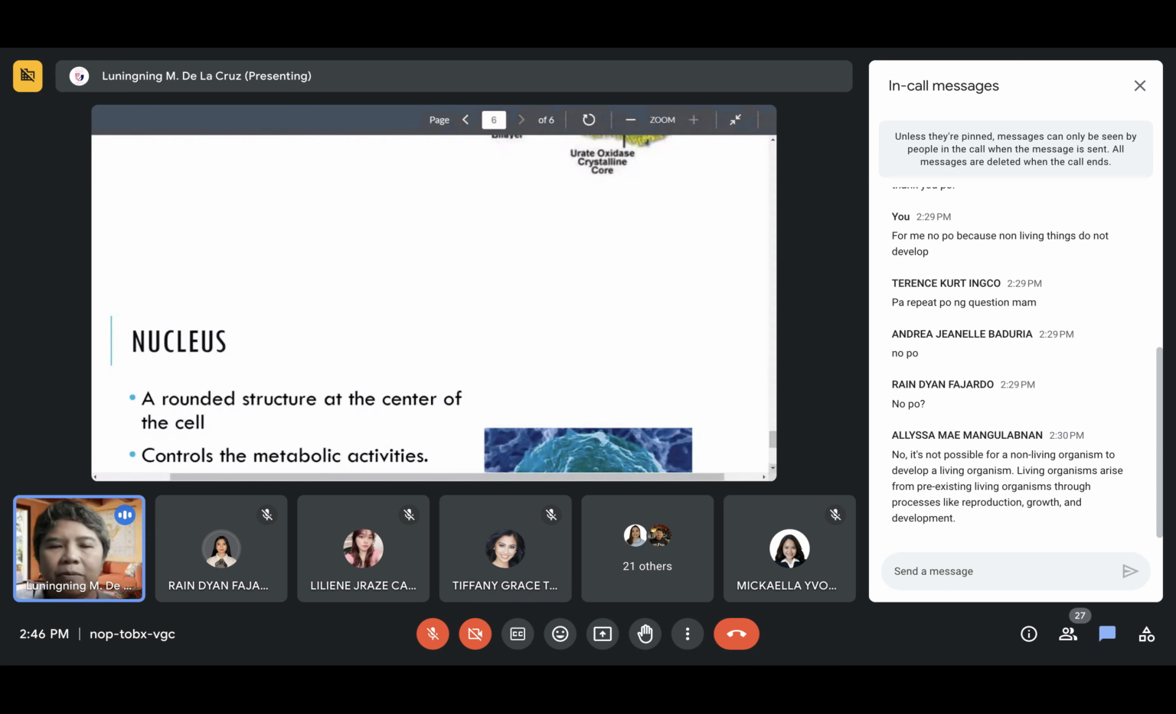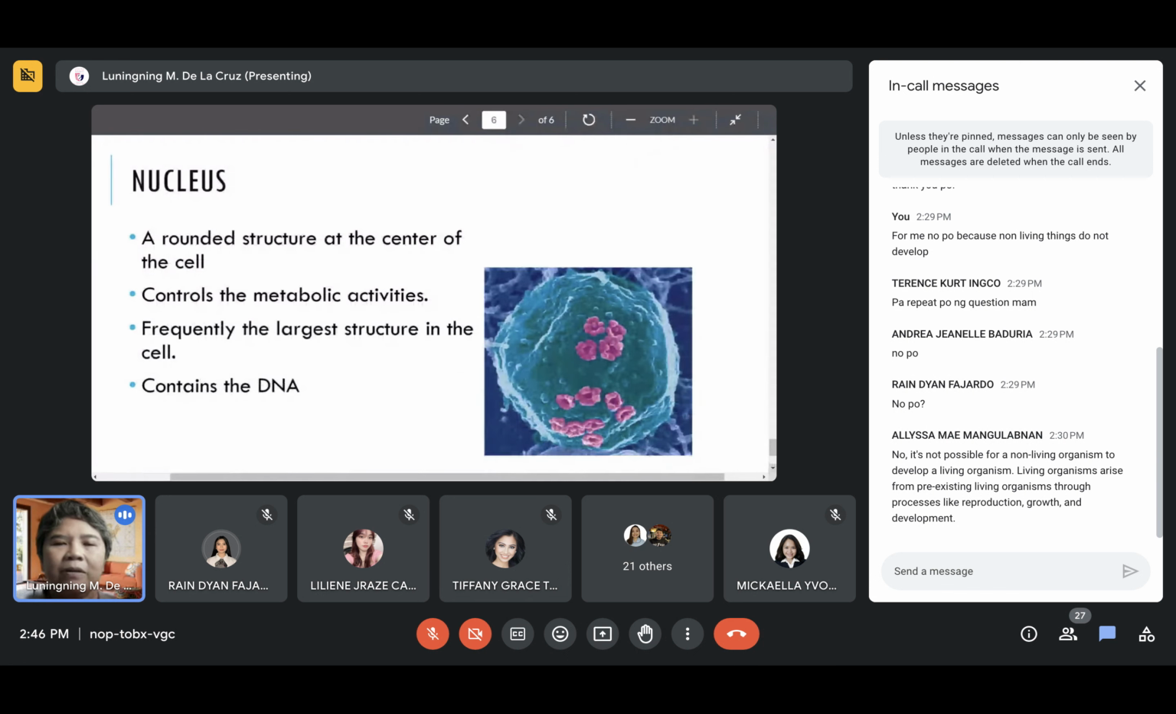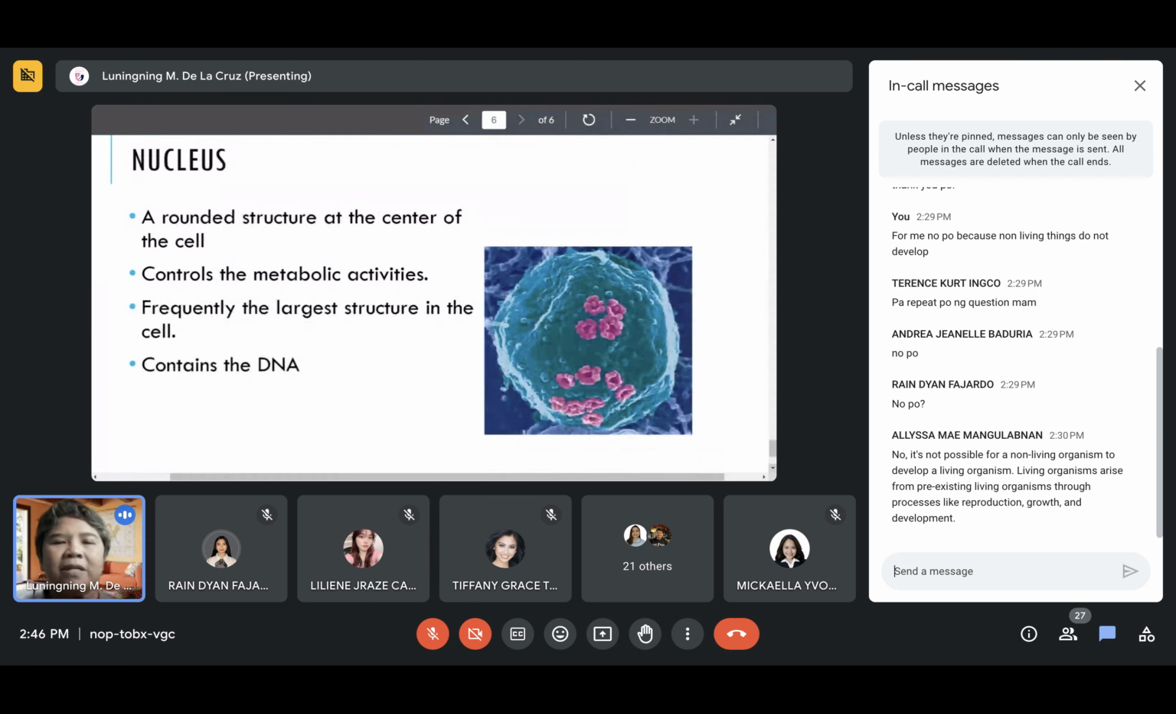Then we have the nucleus. The nucleus is a rounded structure at the center of the cell and frequently the largest structure in the cell. It contains the DNA. As we all know, the DNA is the genetic material responsible for passing on the traits of the parents to its offspring. DNA contains the code for those traits to be passed on from one organism to another.